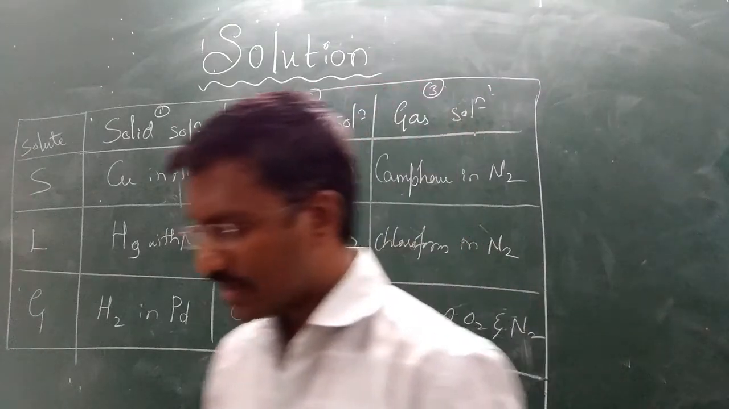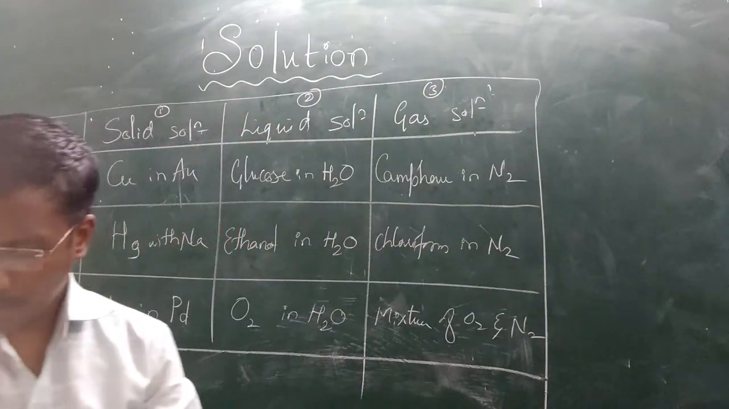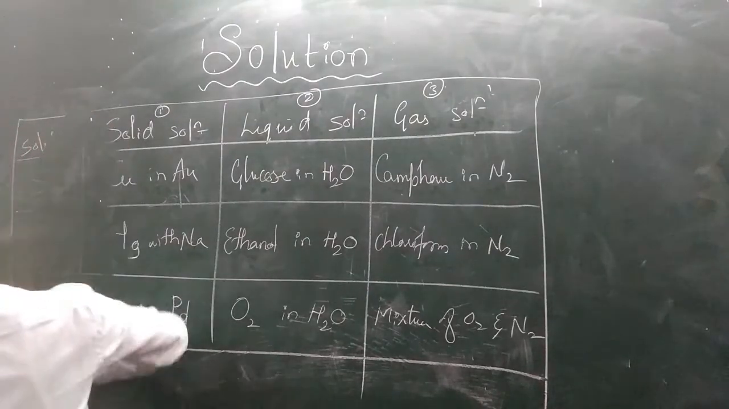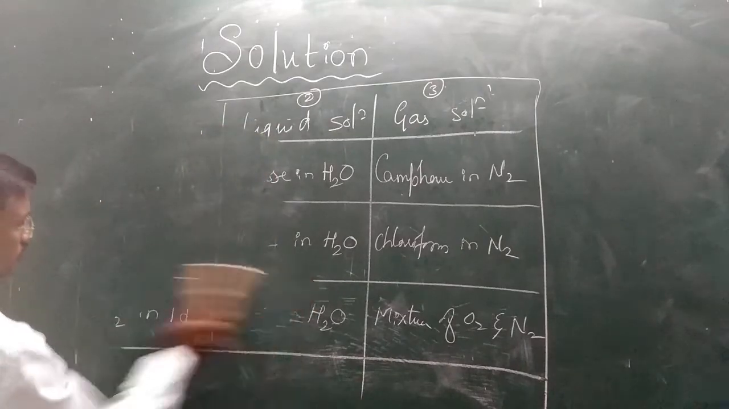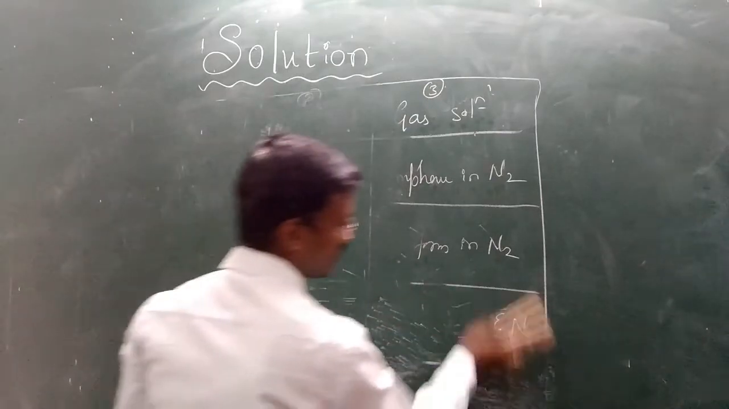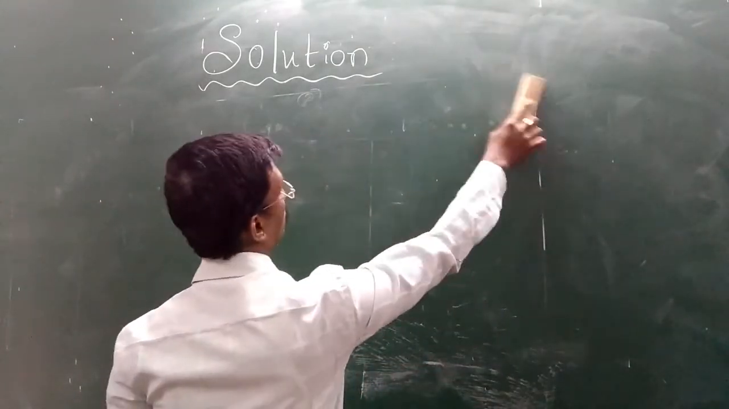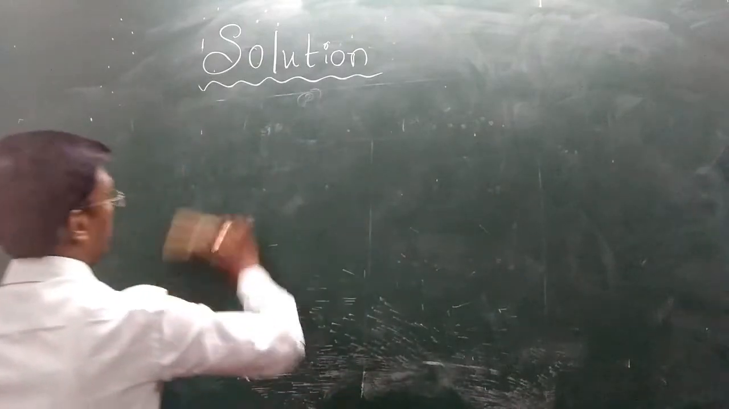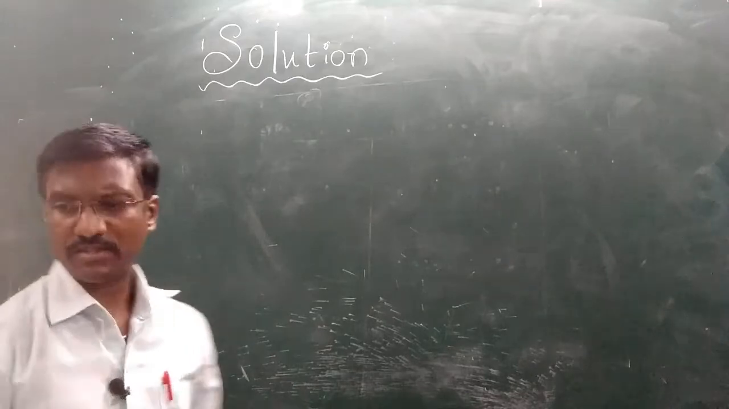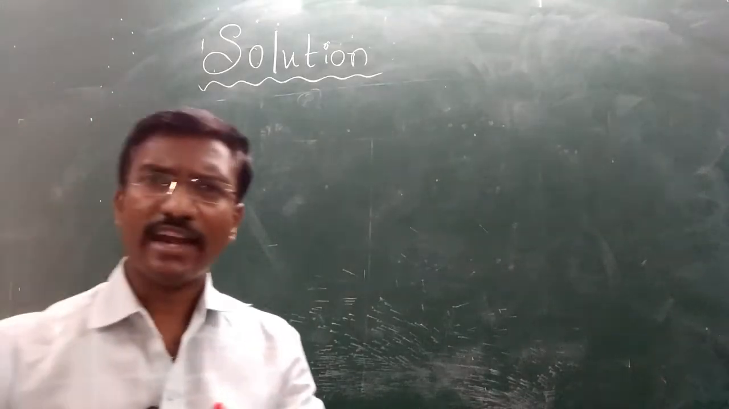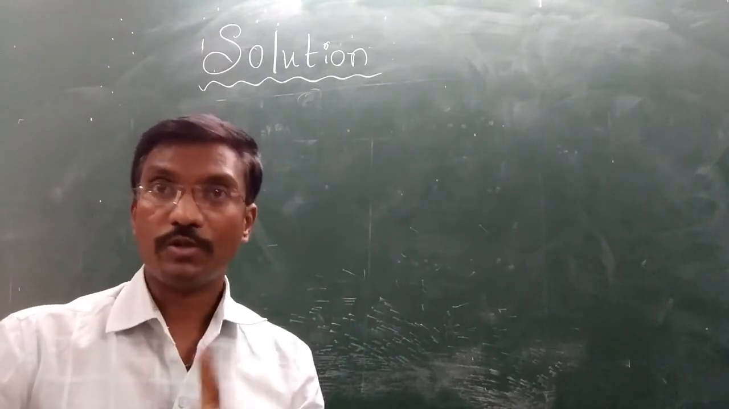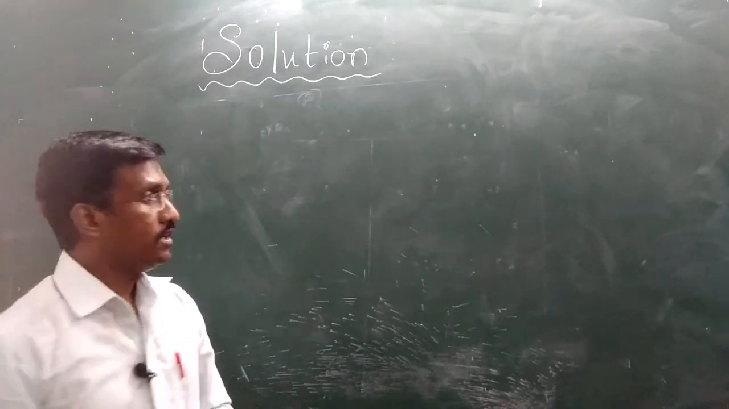And next one is expressing the concentration of solution. We are now familiar with the solution. A solution is a binary compound, meaning it contains a solute and a solvent. It doesn't mean the solute should be only one; the solute may be one or two. To water we can add not only sugar, we may add sugar, salt and some other things also, but the solvent should be one.